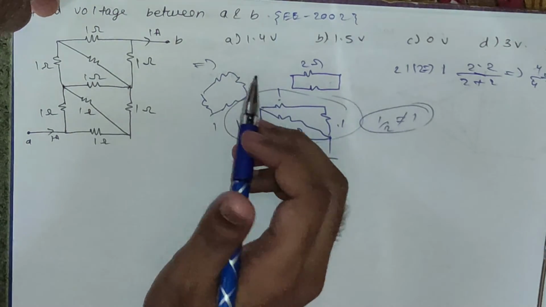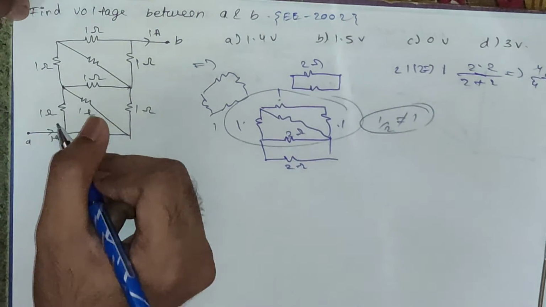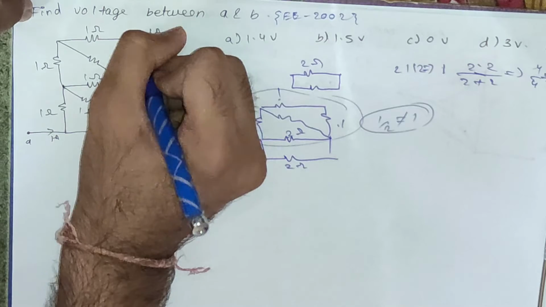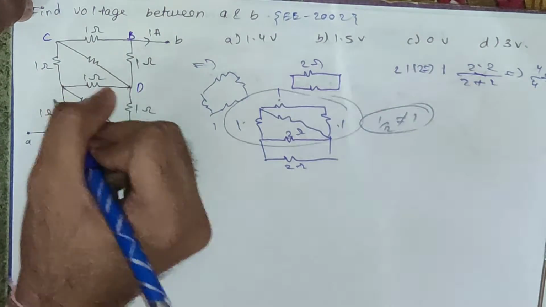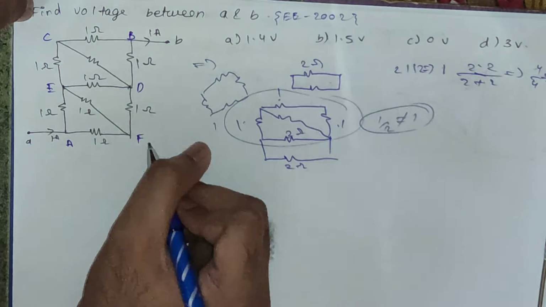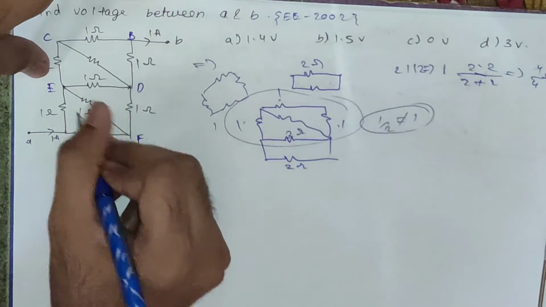Now let's check for equidistant points. Okay, so for that, first name all these points. So let's say this is B, this is A, this is C, this is D, this is E, this is F. Okay, so now let's check for E and F first.